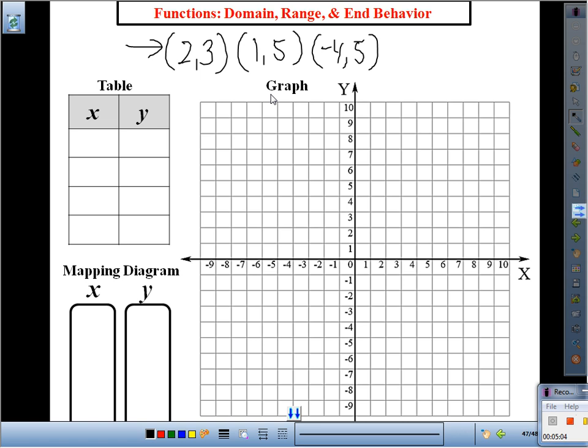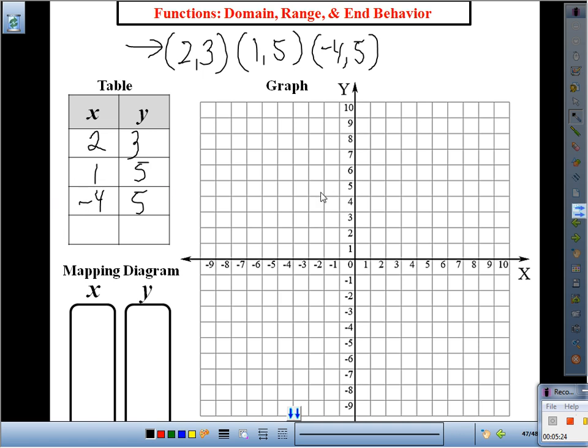Are we there so far? How do we represent this in the table? We just write it in. What is the x value for this one? 2, and the y value? 3. The next one? 1, 5, and the next one? -4, 5. Any questions how to put it on the table?